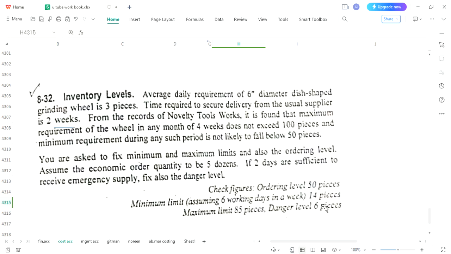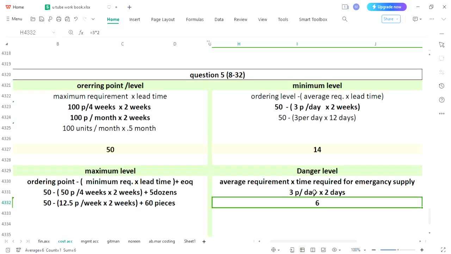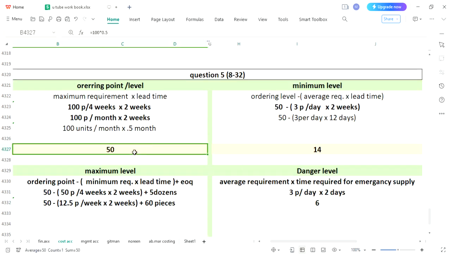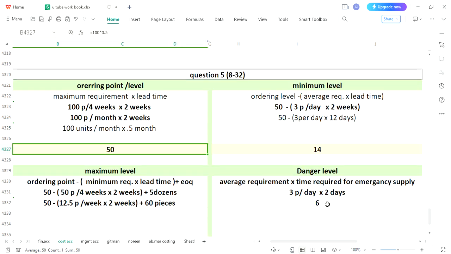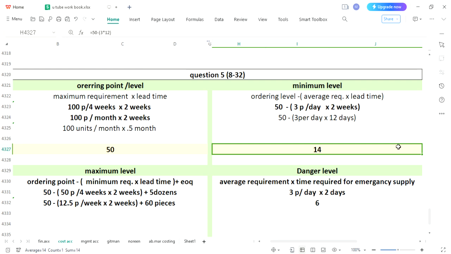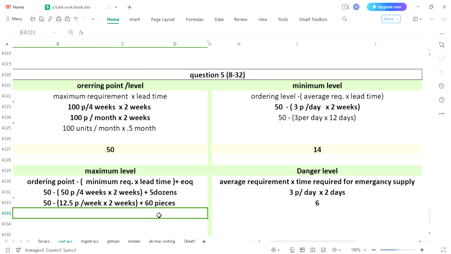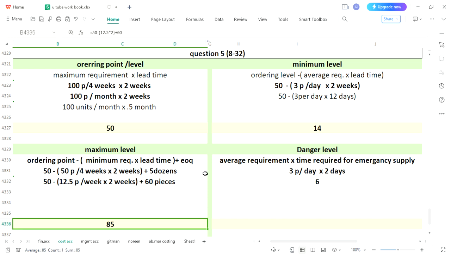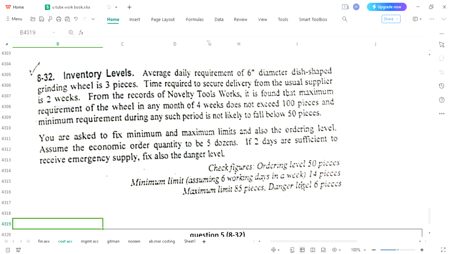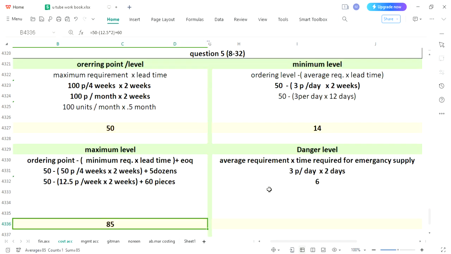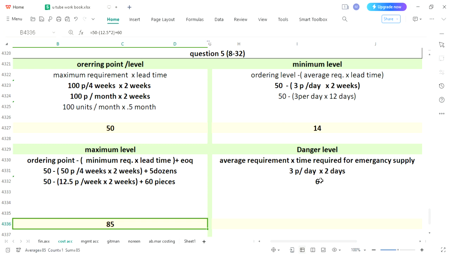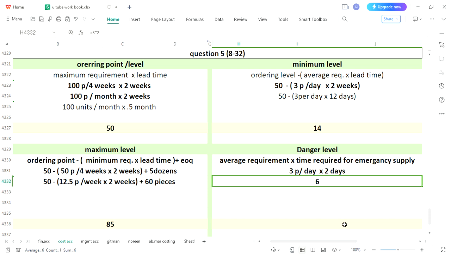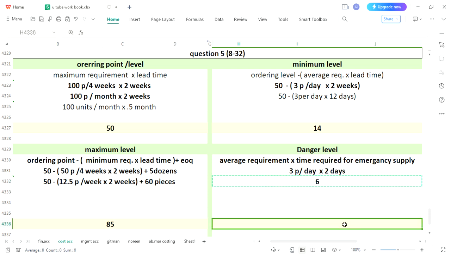So 4 answers we have calculated. Ordering level 50 pieces. Here you can see we have 50 pieces, and there are two different ways in which we have calculated 50. Second answer is your 14 pieces, and you have calculated 14 over here. Again we have calculated minimum level in two different ways. And then we have maximum level 85, and maximum level 85 is mentioned over here. And finally danger level 6 is calculated over here. So all 6 answers we have matched and reviewed our question.